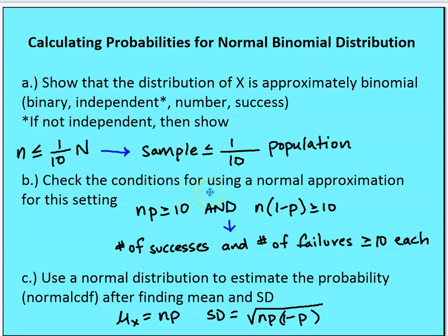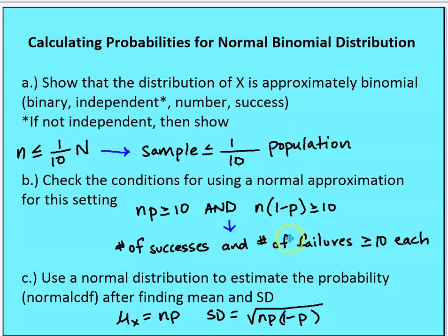Secondly, we need to check to see if the distribution has a normal approximation, and we can assume normal approximation if n times p is greater than or equal to 10 and n times the complement, n times (1 minus p), is also greater than or equal to 10. So the number of successes and the number of failures need to be greater than or equal to 10 each. Then we can use a normal CDF to find the mean and the standard deviation given these values.